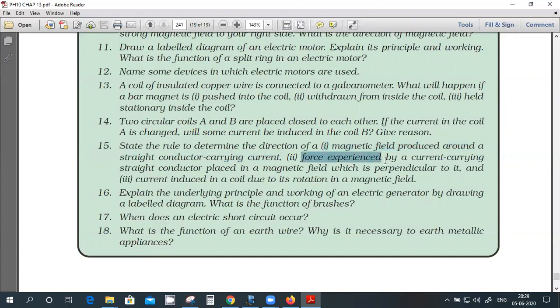What about force on a current carrying conductor, straight conductor in a magnetic field perpendicular to it? So I think this would be the left hand rule, Fleming's left hand rule. Yeah, output is force. Okay. Third one, current induced. This one would be Fleming's right hand rule. Here, what is the output? Current, so it would be right hand. Yes, right hand rule.